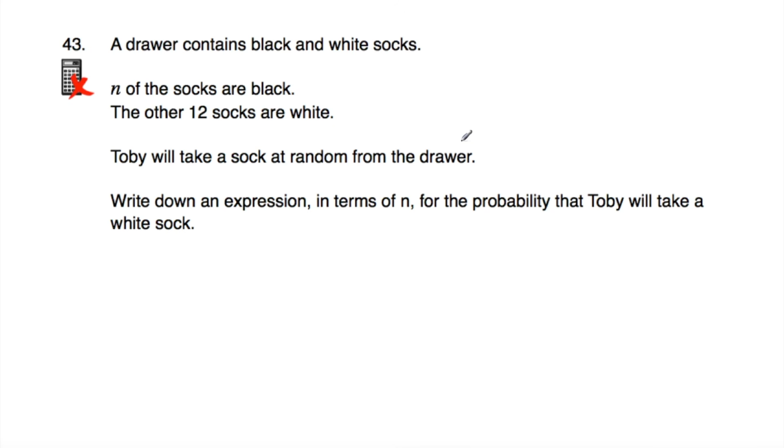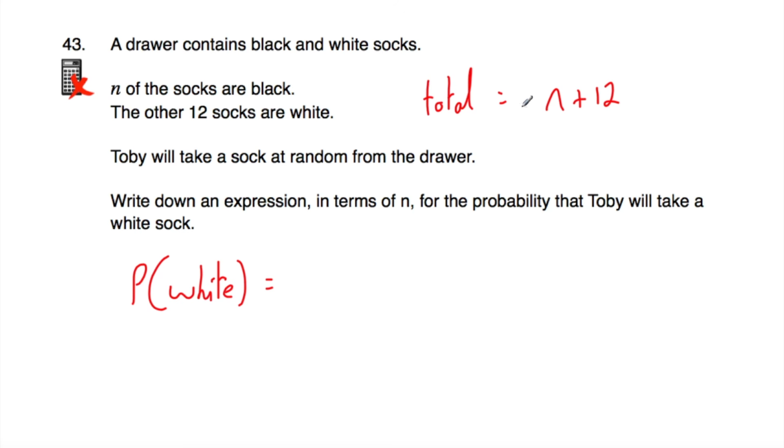Toby's going to choose a sock at random from the drawer. The question says write an expression in terms of n for the probability that Toby will take a white sock. Now the probability of picking a white sock will be the number of white socks over the total. In terms of the total, there's n black socks and 12 white socks, so the total will be n plus 12. So our denominator will be n plus 12.